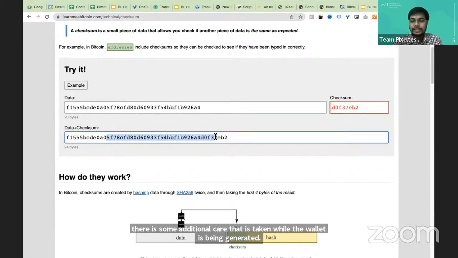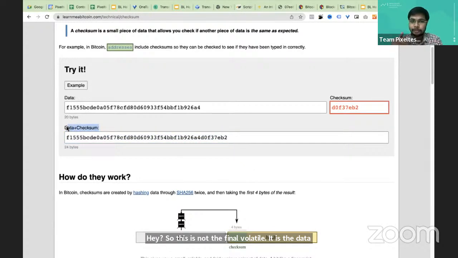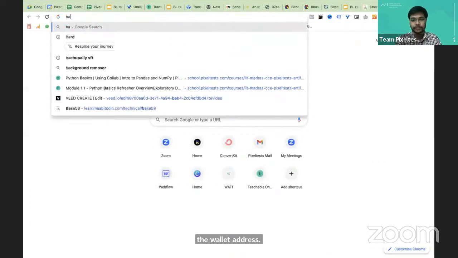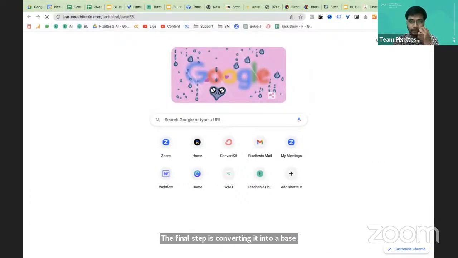So this is not the final wallet address. The data plus checksum is the penultimate step in generating the wallet address. The final step is converting it into base 58, right? So I'm going to show you that also.